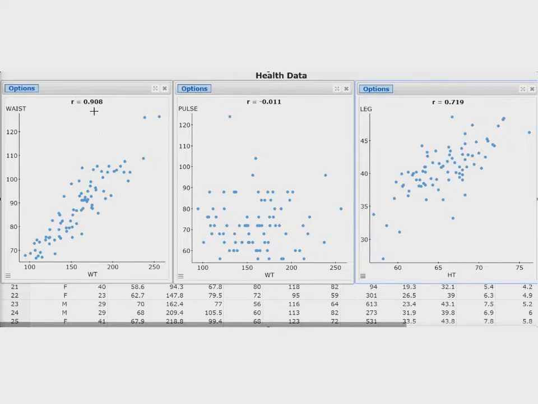three. Now this is a positive R value because you can see the points are going up generally as they go from left to right. If they were going down from left to right, then it would be a negative R value.